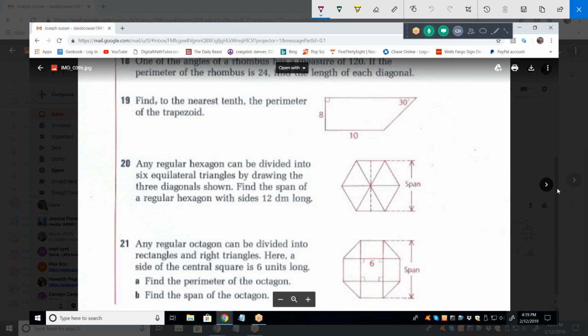Okay, let's look at 21. Any octagon can be divided into rectangles and right triangles as so. Here's the side of a central square is 6 units long. Okay, that's labeled. Find the perimeter of the octagon. So wouldn't it just be, well, we know that's 6. We know that's 6. We know that's 6. And we know that's 6. So can we find one diagonal?